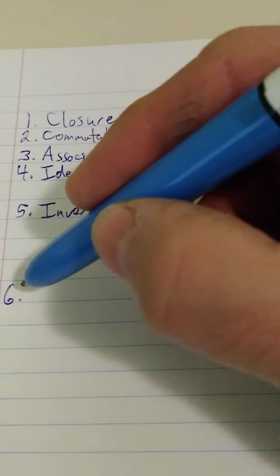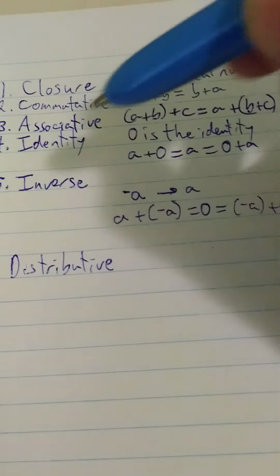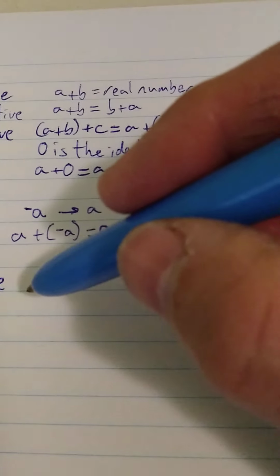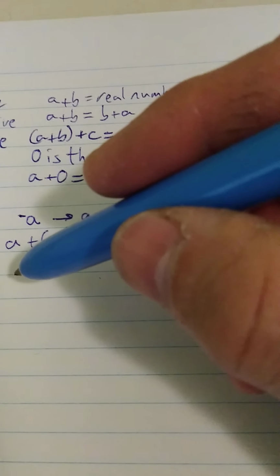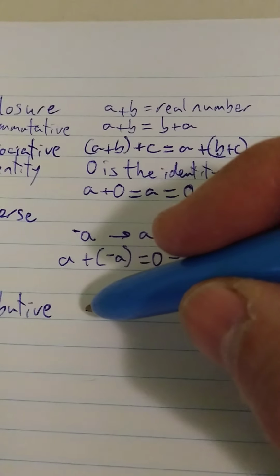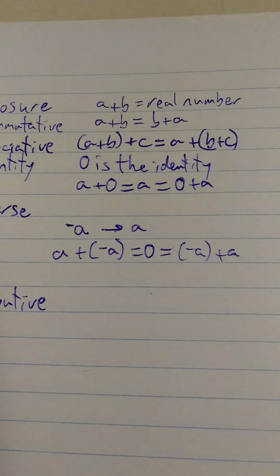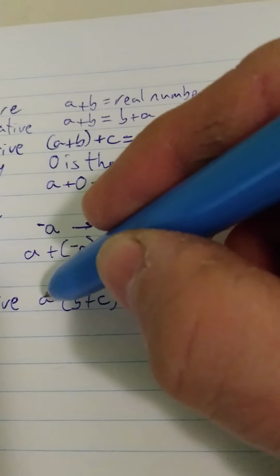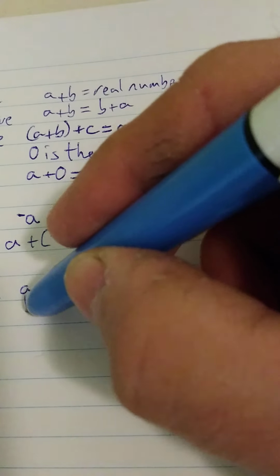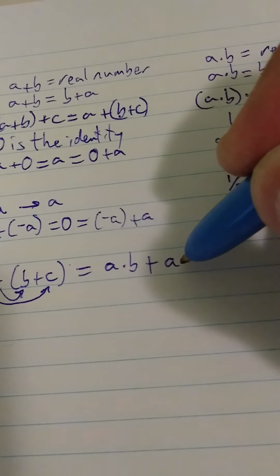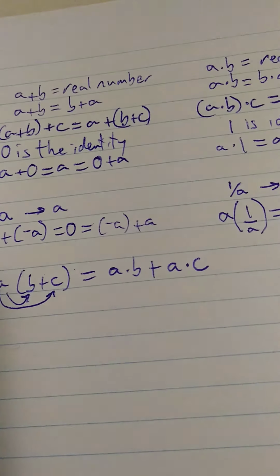So last property is called the distributive property. Distributive. Now this is a rule in multiplication of real numbers, and what it means is that, if you have numbers in brackets like b plus c, you multiply a times both. So a times b, and then a times c, and that gives you a times b plus a times c. And it works both ways too.